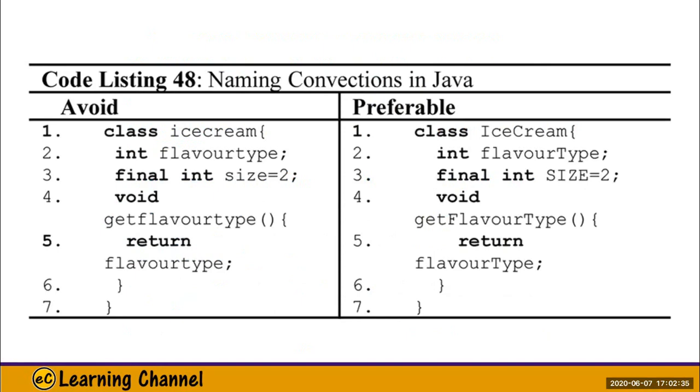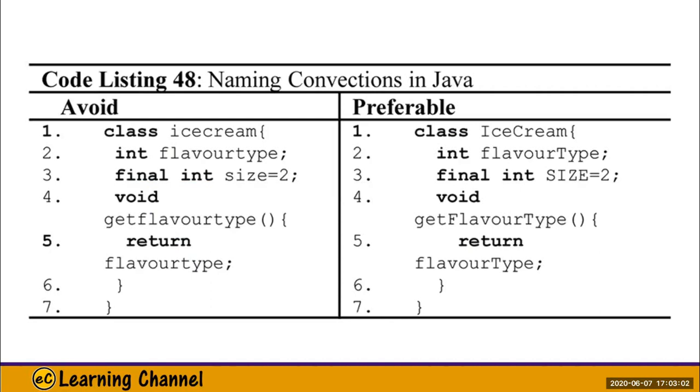So the left-hand side is not following the convention, right? The right-hand side is following the convention. On the left-hand side, the class name is not preferred, and the variable name is not preferred, okay? For constants, we usually use all capitals, so all capital letters are welcome, okay? So that's a comparison. We are done with this one.